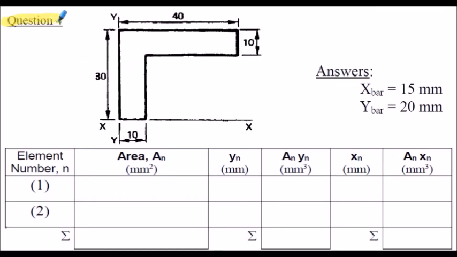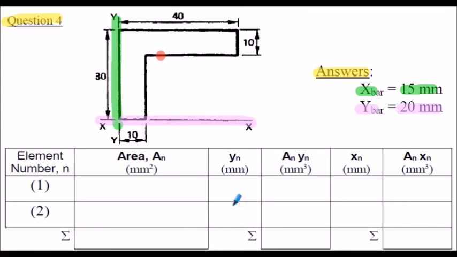Question 4 is for you to attempt. You have to work out the centroid location of this L section. Centroid location will be somewhere in this region here. Answers are stated here. The X bar value is 15 millimeters, and that will be measured from the YY datum shown here on the left-hand side of the section. And the Y bar dimension is stated as 20 millimeters, and that will be measured here from the XX datum at the bottom of the section.